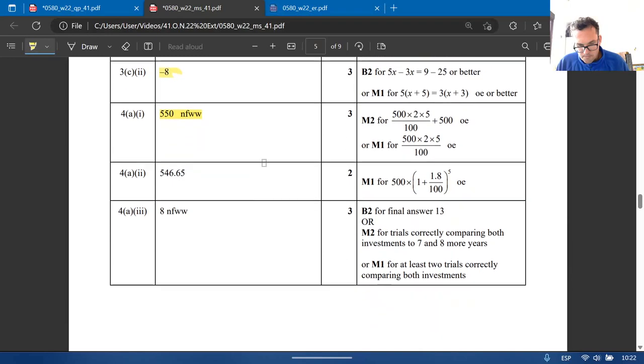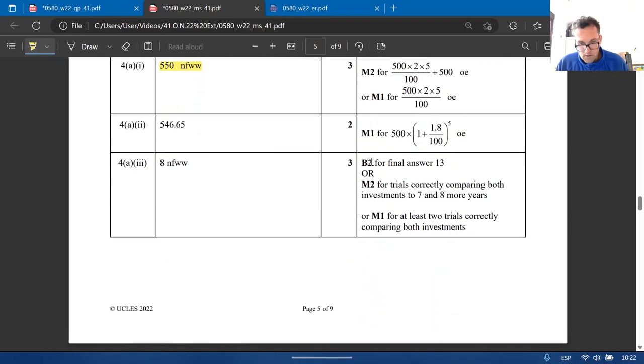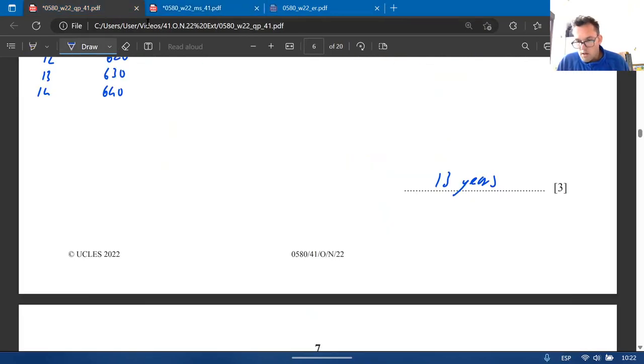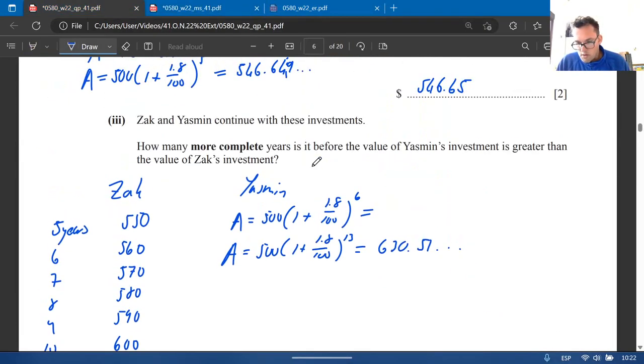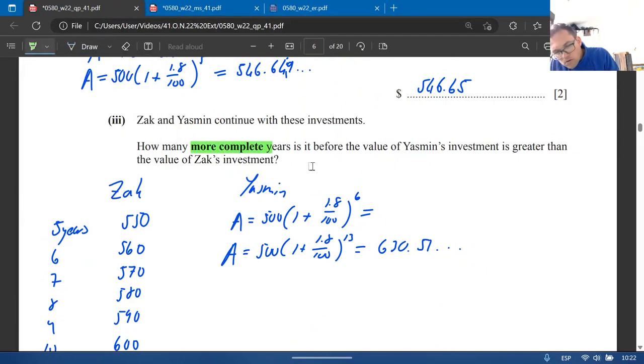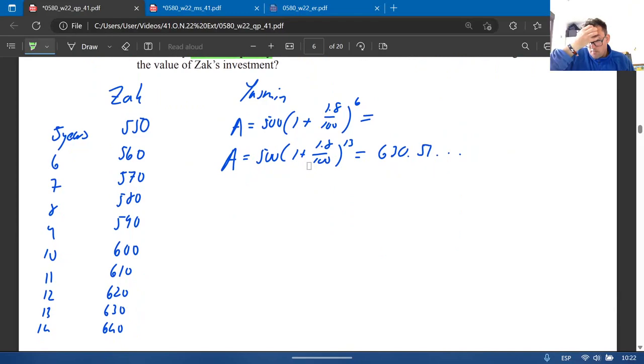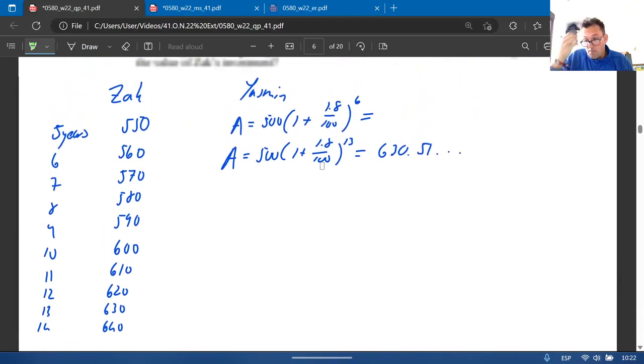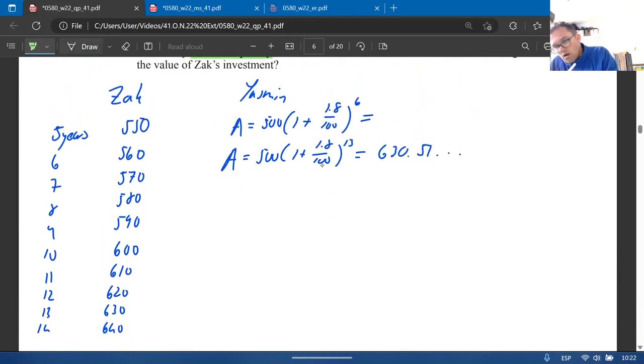It says 8. Well, get 2 marks to find the answer of 13. Why is mine wrong? Because you don't read what is in bold. It's there. How many more complete years? Okay. More complete years. So that means after the 5 years, how many more?